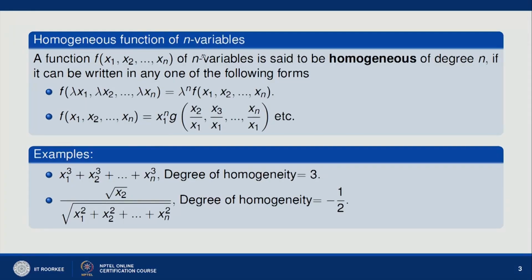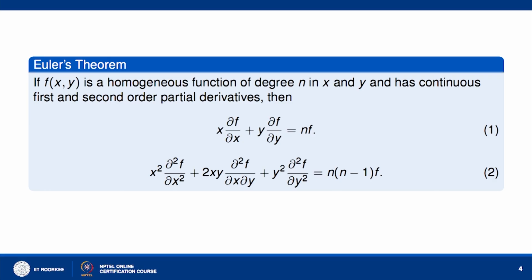Now here we have a homogeneous function of n variables. The same definition is applicable for homogeneous functions of n variables also. You simply replace x1 by lambda x1, x2 by lambda x2 and so on. If you get lambda raised to power n times the same function, that means the function is homogeneous of degree n. Now comes Euler's theorem. It states that if f is a homogeneous function of degree n in x and y and has continuous first and second order partial derivatives, then these two results hold. So this is Euler's theorem.